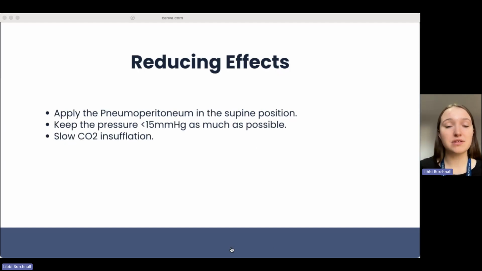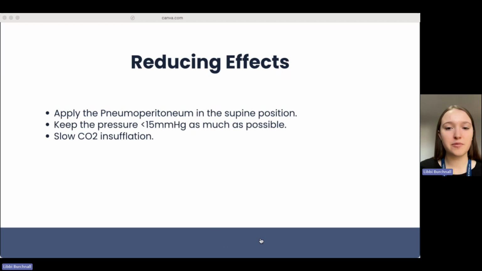So if we want to think about how to reduce the effects of this carbon dioxide pneumoperitoneum, some of the things a surgeon can do, for example, is to apply the pneumoperitoneum in the supine position, so the patient lying flat rather than head down or head up, depending on the type of surgery. Keep the pressure below 15 millimeters of mercury as much as possible. In gynecology surgery, I know they like to have it a little bit higher. So just always a consideration. But I think most surgeons keep it at about 20. And also to have slow carbon dioxide insufflation as well.